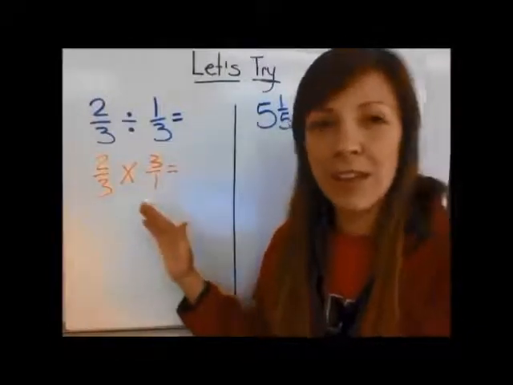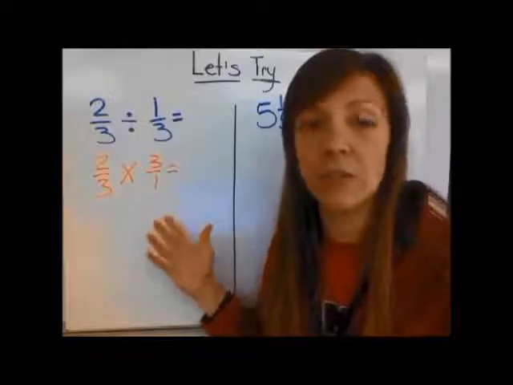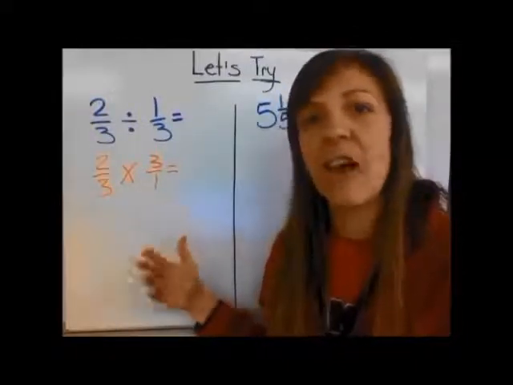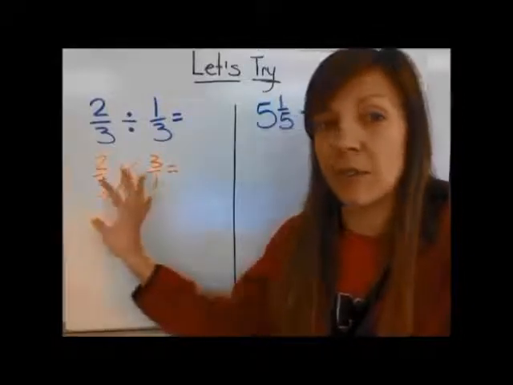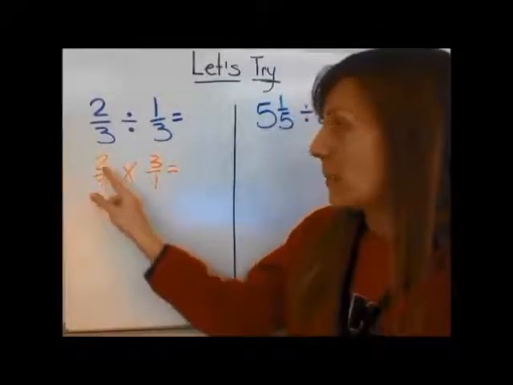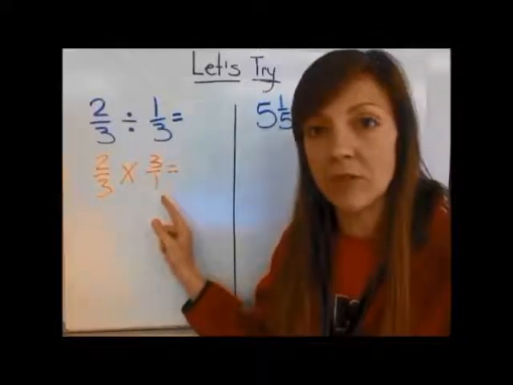If you go ahead and multiply and get to the last step, you're going to end up with an unreduced fraction, and then you'll have to reduce it. So sometimes it's easier to simplify here. I'm going to look at my top numbers and my bottom numbers and see if they have a common factor.